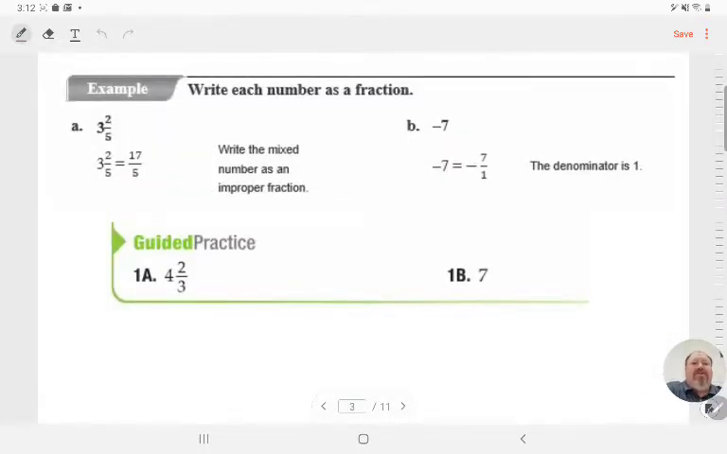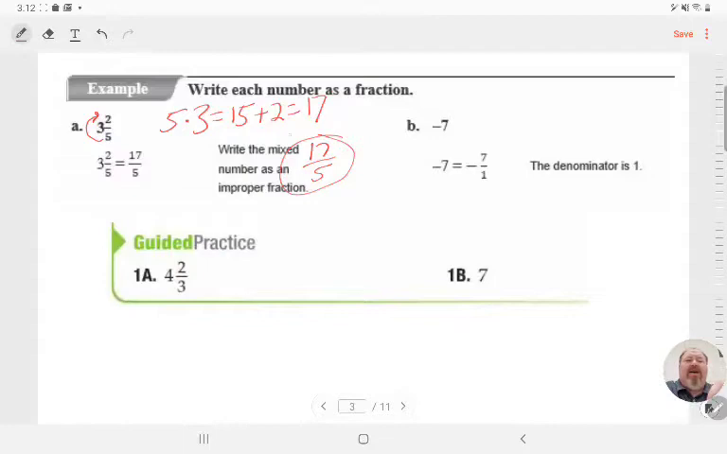Our first little exercise says, write each number as a fraction. If we're going to write 3 2/5 as a fraction, we start from the denominator and work up. So it would be 5 times 3, which gives me 15, and then I add the numerator, which gives me 17, and then I keep the denominator, so 17 over 5. And if I have an integer like negative 7, remember I can put a 1 in the denominator and make it a fraction, so negative 7 over 1.